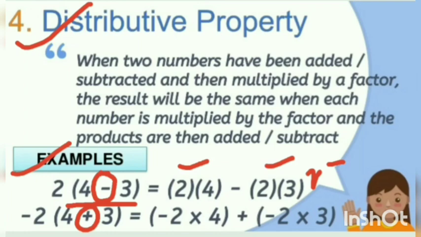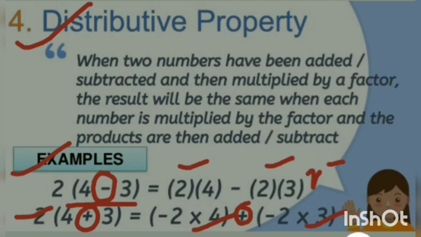Now see the second case. In the second case we have minus 2 outside the bracket. So we distribute minus 2 to 4 and to 3 also, because 4 and 3 are the members inside the bracket. And here we have to put a positive sign, as in between 4 and 3 we have a plus sign. That's it about the distributive property.